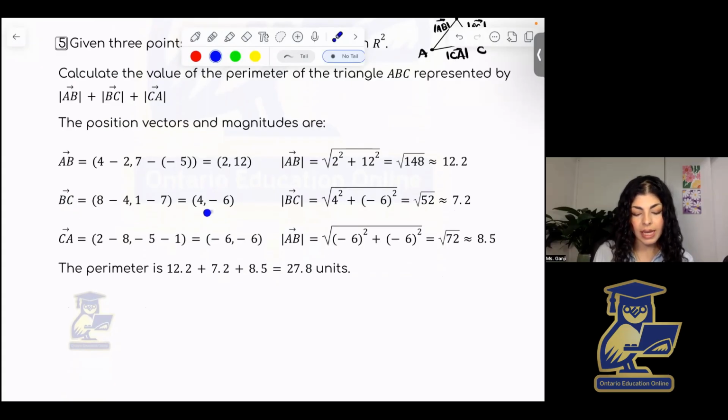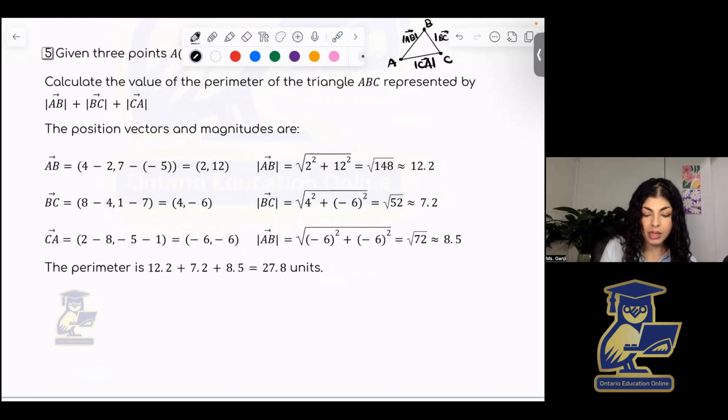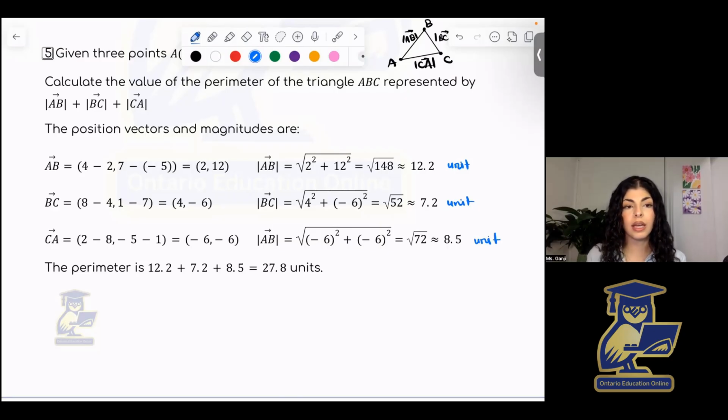Now, same thing for BC, I get 4, -6, and its magnitude is approximately 7.2. And finally, for the side length CA, I get -6 and -6, and its side length is going to be approximately 8.5. And because we're working with just coordinates, we don't necessarily have units here, so that's why we use a generic unit. So all of these have a generic unit, which could be, if in a context you're saying 1 on the scale is 1 meter, then these would be meters or centimeters or whatever you're working with.